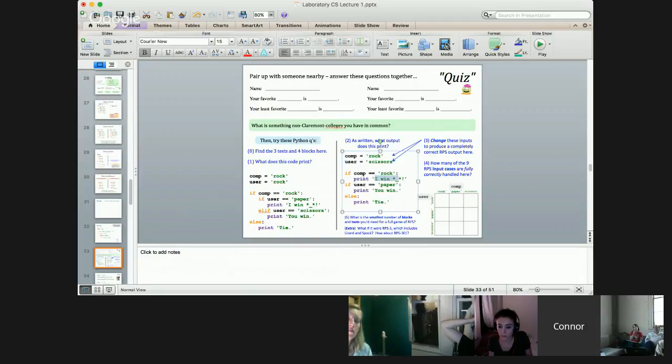Right, but we do this comparison, and we print out I win, right? But then the next comparison is: is user equal to paper? It's not. So then we jump down to tie, right? Yeah. And so this will print out I win and tie, right? So that's also not an accurate result, because we need this to print out only one response. Oh, okay. Yeah. Ah, okay.